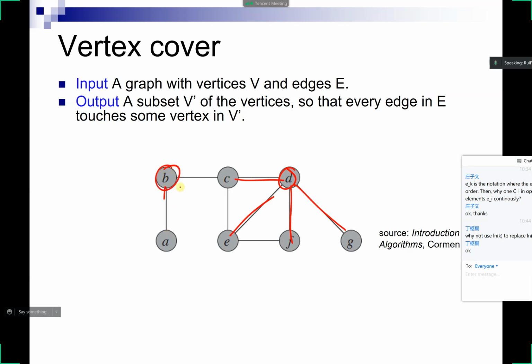For example, if you select this guy, you cover these edges, and then we still have 2 uncovered edges. So maybe you select this guy, and then you cover these 2 additional edges. Okay, so that's the problem.